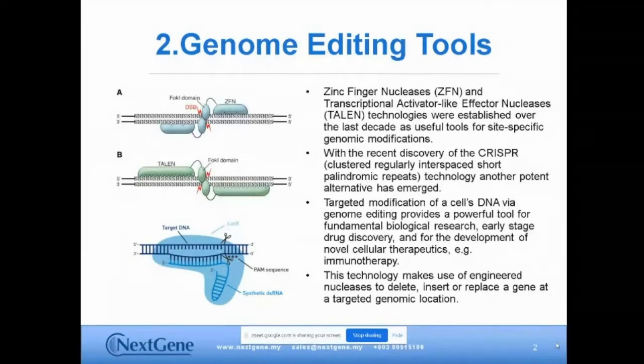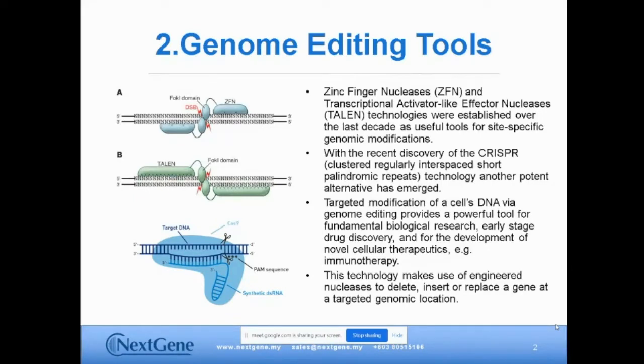Here, I would like to share some of the genome editing tools available. The genome editing tools that we have currently start from what we call zinc finger nucleases, the short form we call ZFN. Then we have the transcription activator-like effector nucleases, the TALEN technologies, and these two techniques were established over the last decade as useful tools for site-specific genomic modification. They are not something new, but they did not gain much attention until recently. With the recent discovery of CRISPR, gene editing tools are now in the limelight because of the advantages that it can offer.